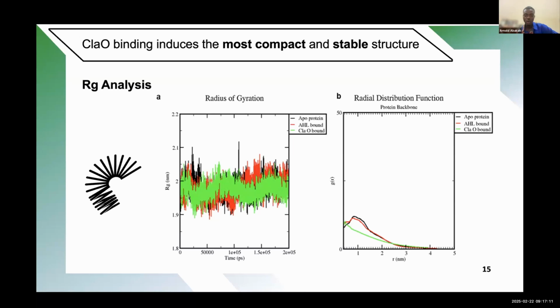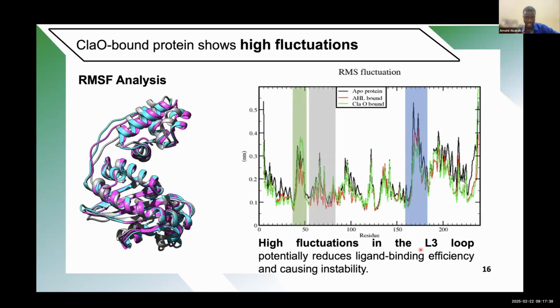Which can be the cause of its inhibitory effect with the LasR protein. And the radial distribution function also confirms this. We see that with the apoprotein, there is binding, there is some flexibility, so the protein is still able to move. But with the CLA-O bound state, we see that there is little flexibility, which tapers at the end.